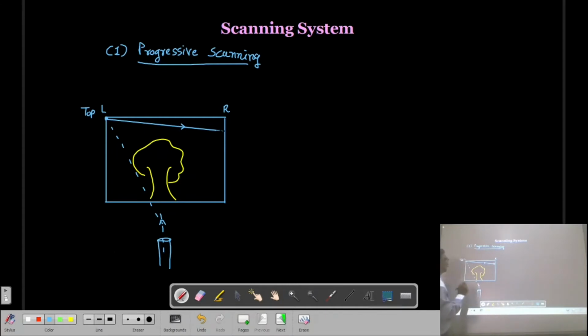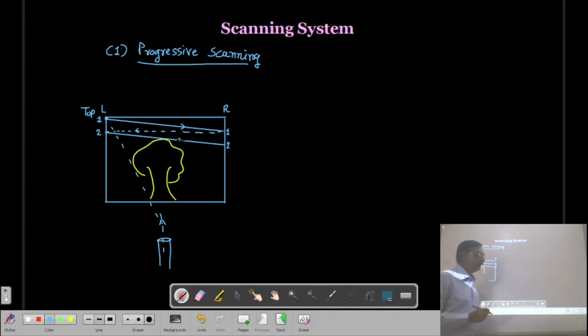So here, first of all, we can say it is scanning line number 1. When line number 1 is over, this electron beam comes back to the left-hand side, and then it will scan line number 2 in this manner. Here line number 2 will be there and produce the video signal.